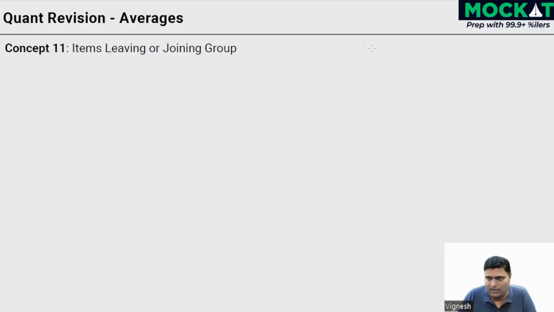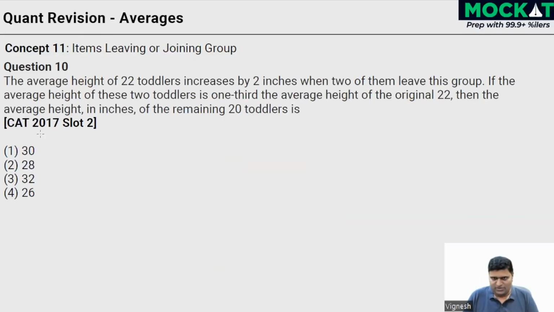So next up we look at items or people leaving or joining the group. Let's look at question 10. The average height of 22 toddlers increases by 2 inches when 2 of them leave the group. So plain old simple, stick with average into number of terms equals total.